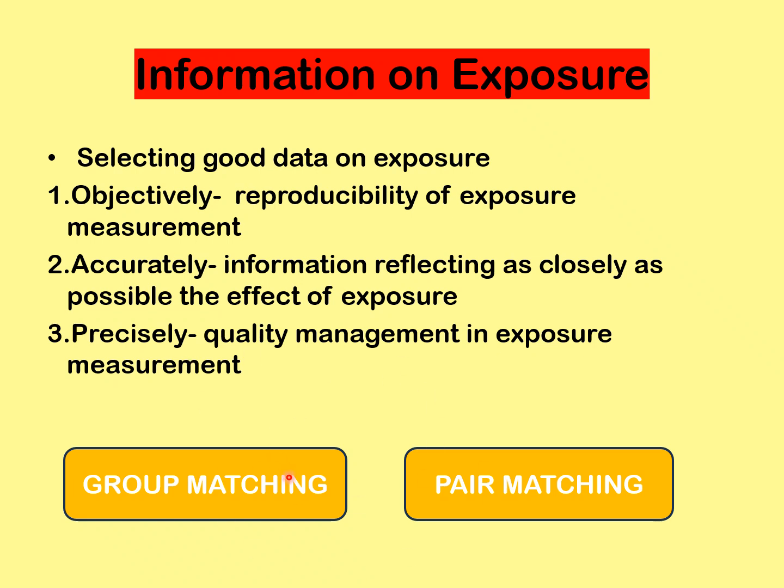So matching is done to make sure that the cases and controls are similar in some important ways to make the study fair. In this, we have group matching, in which we match the whole group of controls to the group of cases, and then we have pair matching, in which we match each case with a control who is similar.